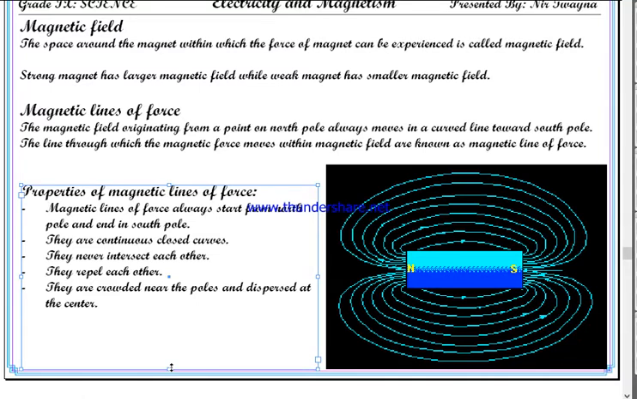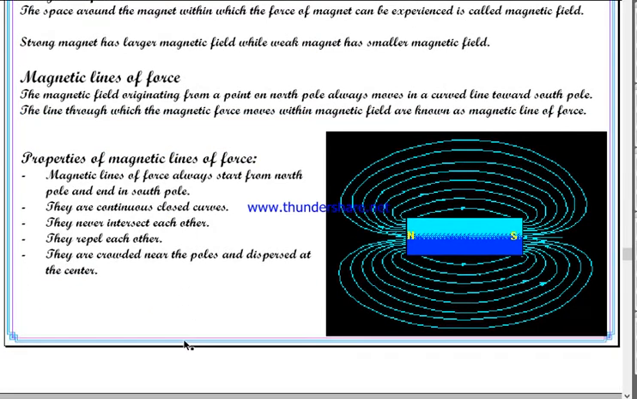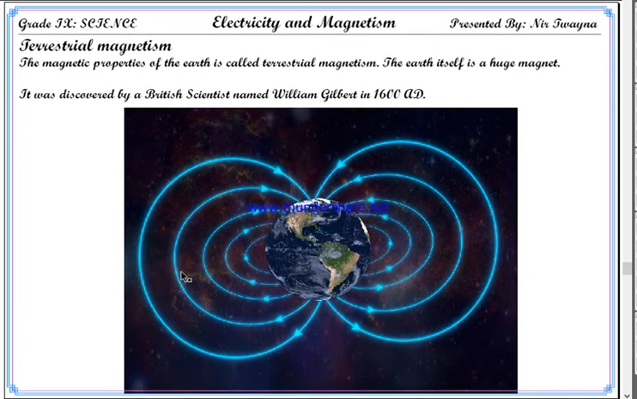Okay, so what you need to understand from here is what is a magnetic field, what are magnetic lines of force, and what are the properties of magnetic lines of force. Okay, next is terrestrial magnetism.